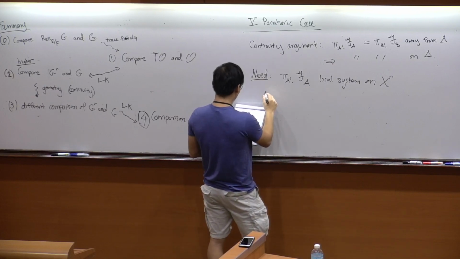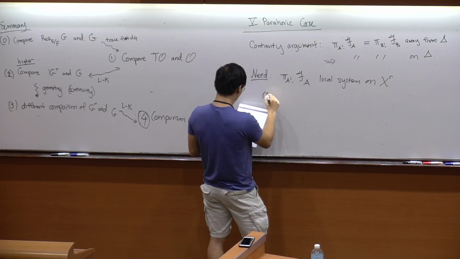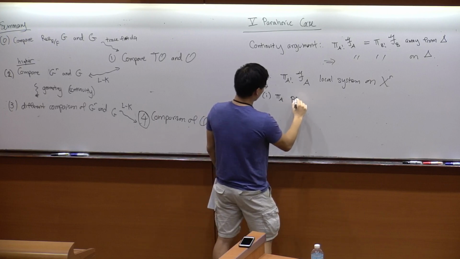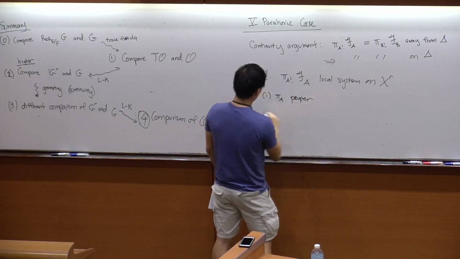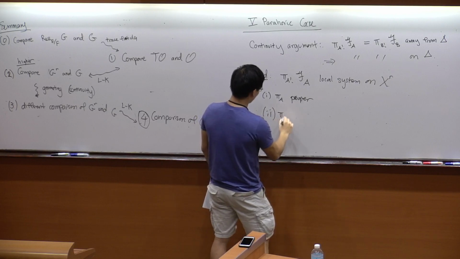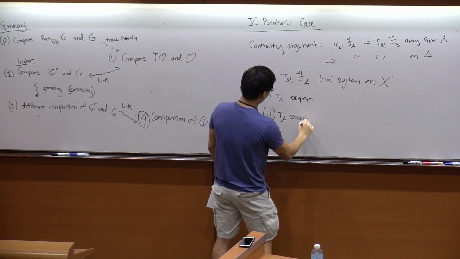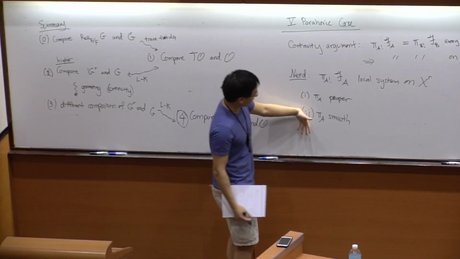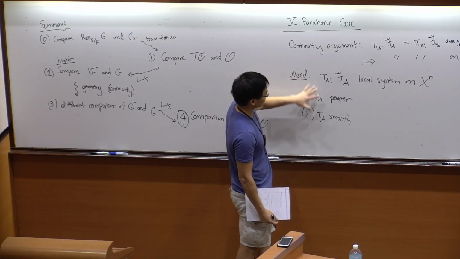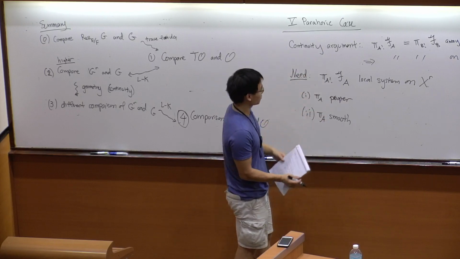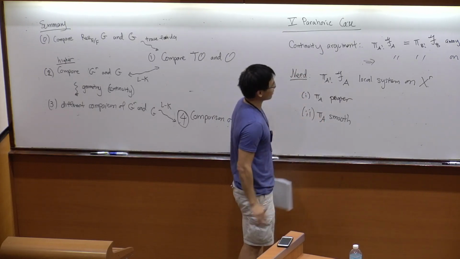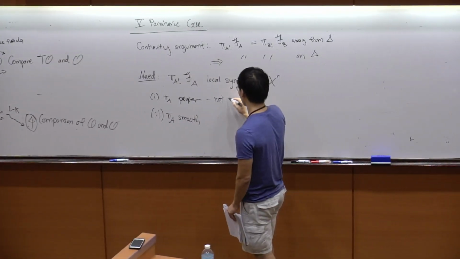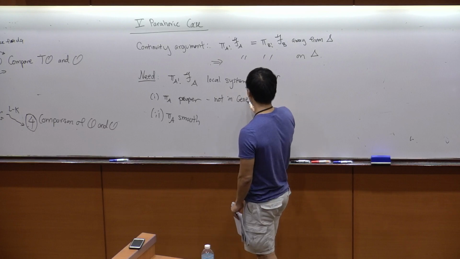what I want is that pi_A be proper, and I want it to be smooth. I also want something about this sheaf as well, but I'm going to suppress that. So a proper smooth map pushes forward a local system to a local system. That's the principle. Is this satisfied in our case? It is not okay in general. And so we use a trick.